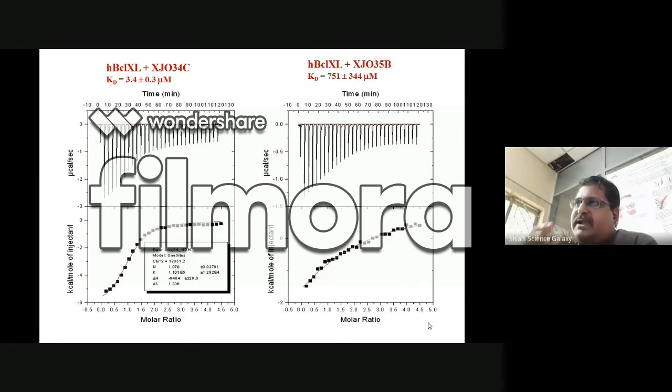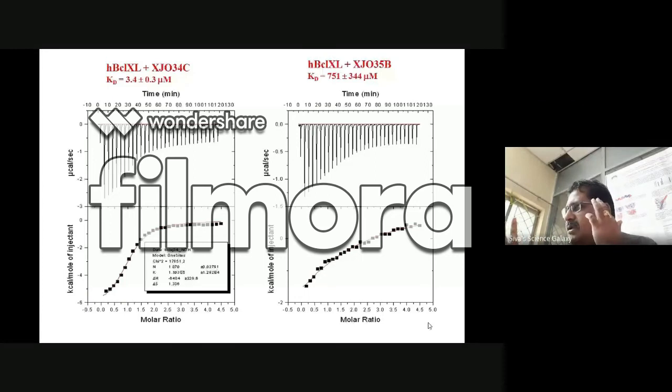So what is the binding constant for BCLXL and XJ34? I have mentioned it on the slide: 3.4 micromolar. It's a very appreciable binding. Nanomolar is really great, but 3.4 micromolar is very near to nanomolar. That shows the ligand has very high affinity to the protein.